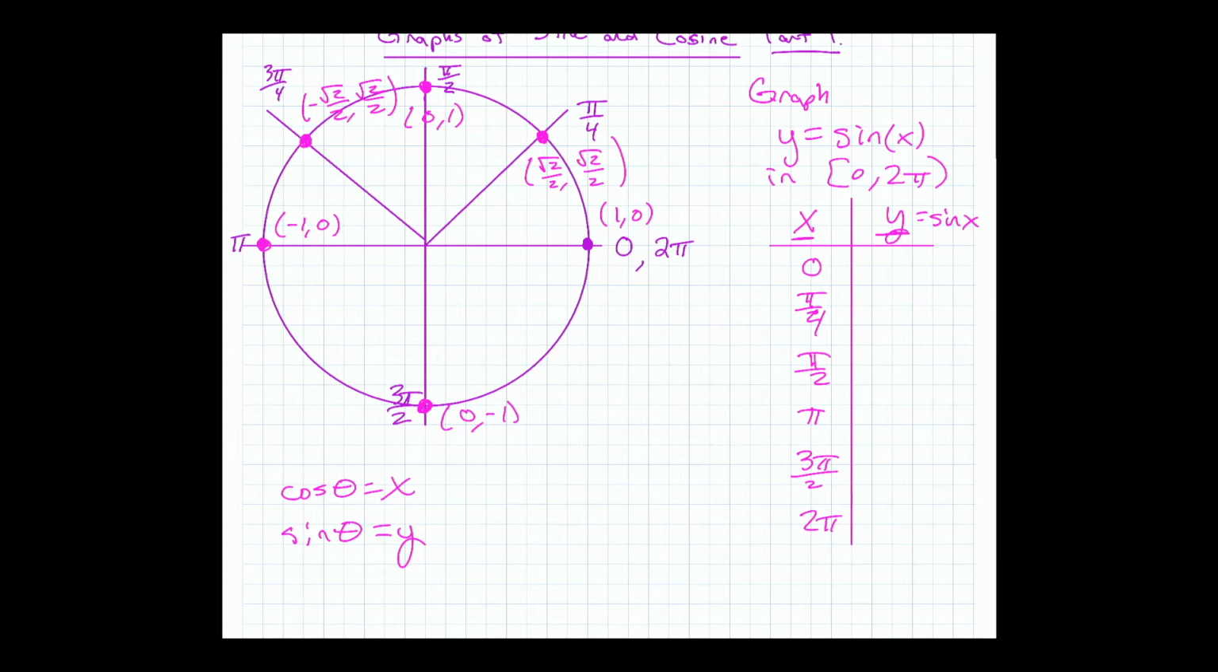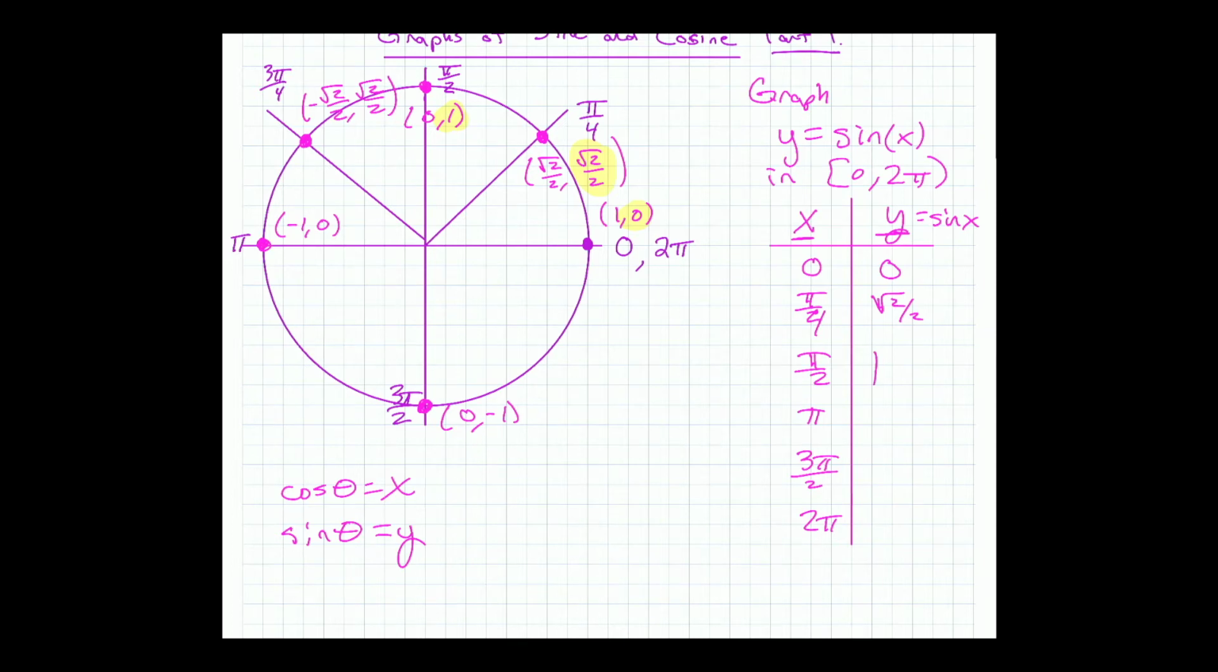So sine of 0 is going to be the y value right there. So that's 0. And sine of pi over 4 is going to be the y value here. So that's square root 2 over 2. Sine of pi over 2 is going to be 1.